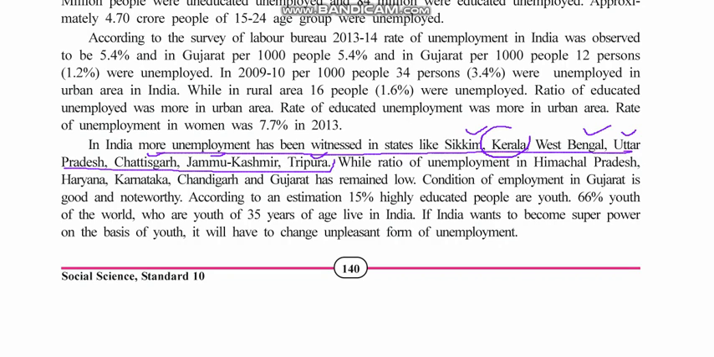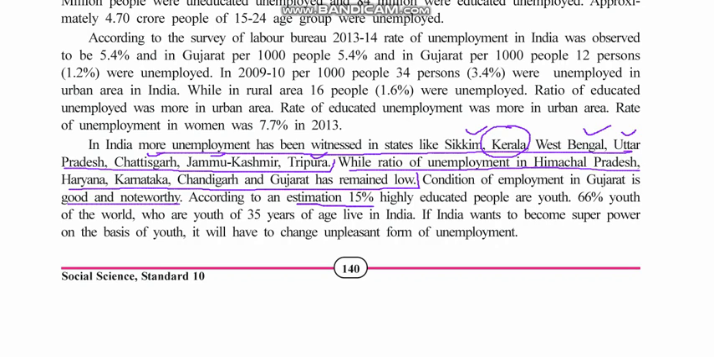But Kerala, which has the highest literacy rate, also has one of the highest unemployment rates. Now why is it so? It is so due to the literacy rate only. Because of the high literacy rate, it is harder to get a good job, and that's why the unemployment rate in Kerala is also very high. While the ratio of unemployment in Himachal Pradesh, Haryana, Karnataka, Chhattisgarh and Gujarat remains low. Most of these states have a good industrial background, and that's why a lot of people get employment in that area easily. The employment condition in Gujarat is good and noteworthy.